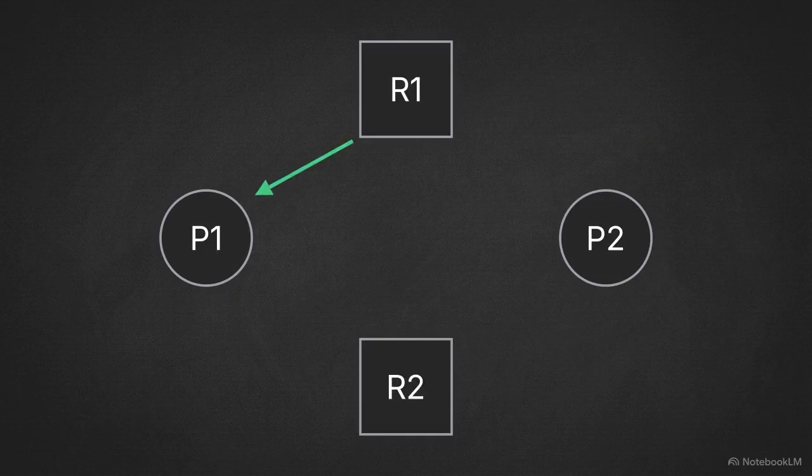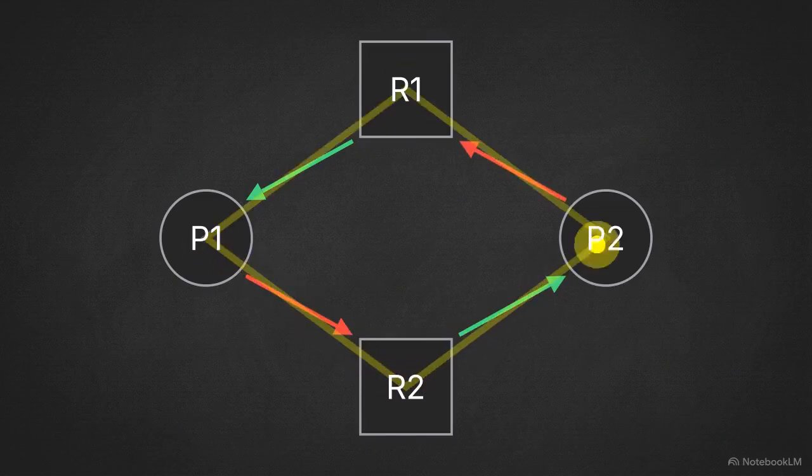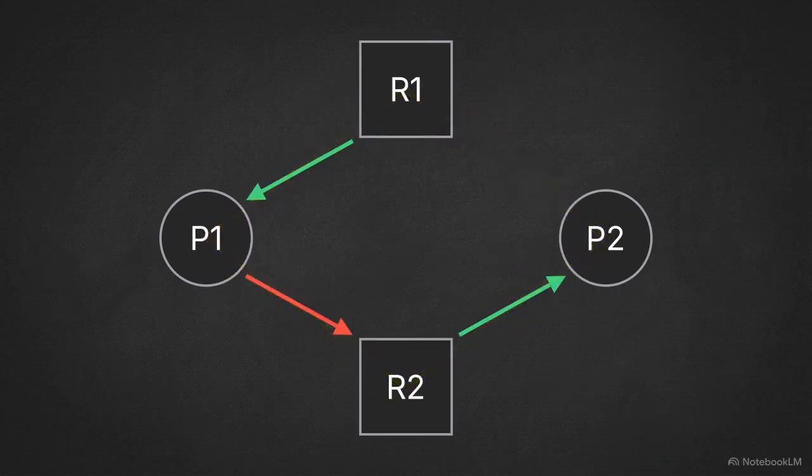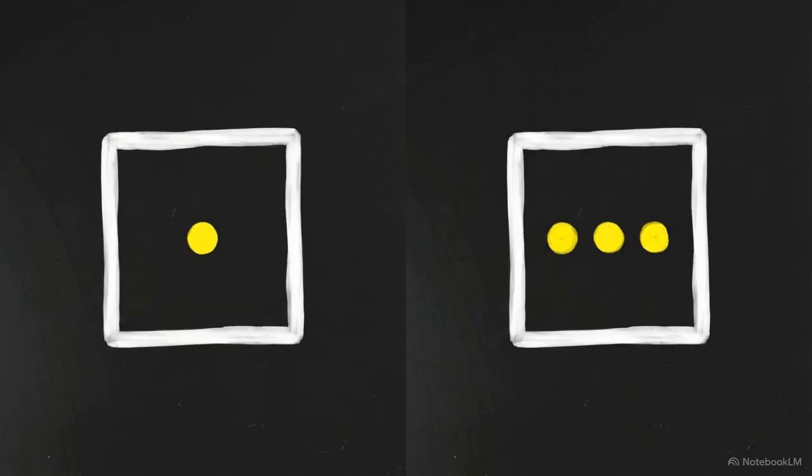Process 1 holds resource 1, but requires resource 2. Process 2 holds resource 2, but requires resource 1. They have locked each other in a loop of cross-dependency. If there is no cycle in the graph, a deadlock is mathematically impossible. However, a cycle does not automatically guarantee a deadlock. The outcome depends on the resource instances.